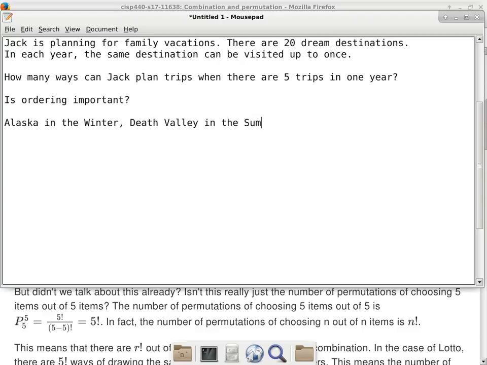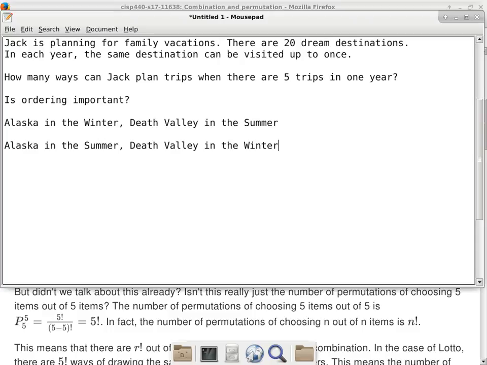in the summer, as opposed to Alaska in the summer versus Death Valley in the winter. Do you think it will make any difference to the family members? Yeah. Do you think it would make any difference in terms of how much it would cost? Absolutely, right? Who wants to go to Death Valley in the summer? Well, people with a death wish, I guess. But going to Alaska in the winter is not probably a very good idea either.